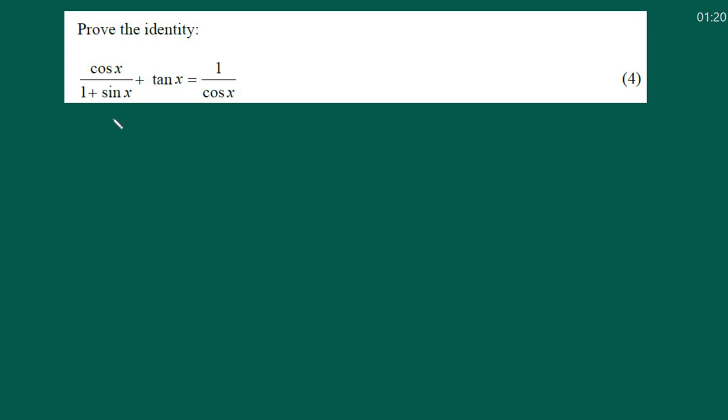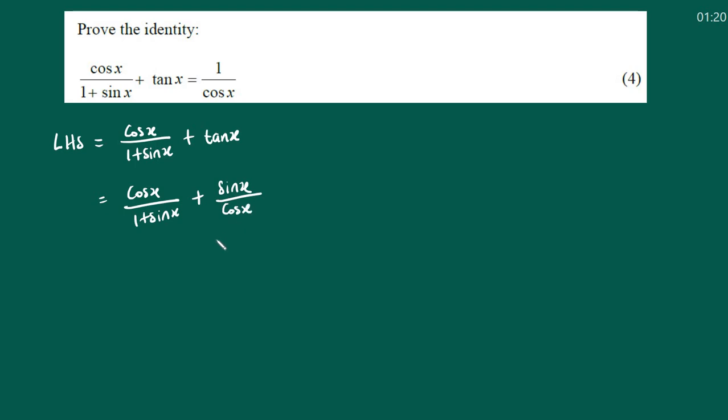Let's say you wanted to prove this. Obviously, remember, for identities, we just look at the side with the most information. So in this case, the side with the most information is the left-hand side, which is cos x over 1 plus sine x, and then plus tan x. Do you still remember we said when we see tan, usually we want to convert it to what? We want to convert it into sine x over cos x.